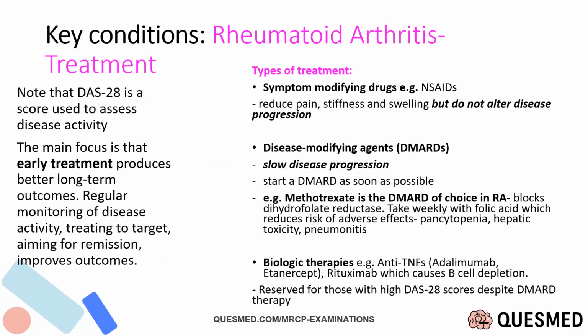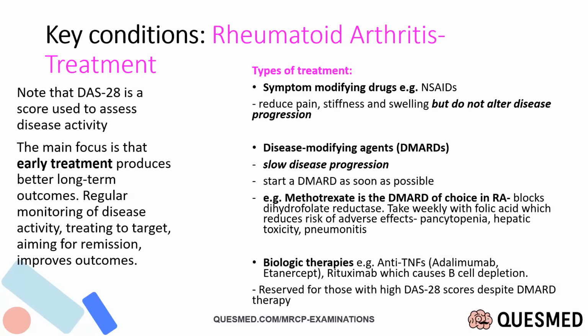And then just thinking about treatment, so as a side note, we use a score called DAS28 to assess disease activity and see if patients are eligible for some of the treatments such as biologic therapies. But just starting off with the simple things, it's NSAIDs for symptom control, but often it's really important to note that they don't alter disease progression. So you need to start a disease-modifying agent as soon as possible.